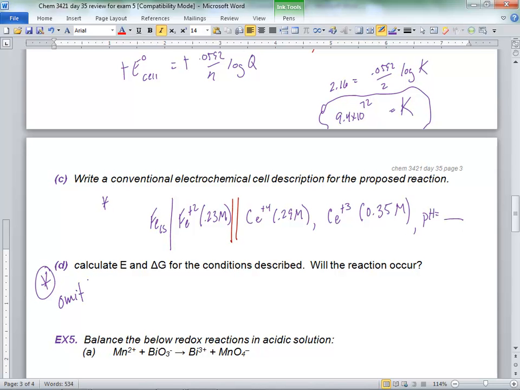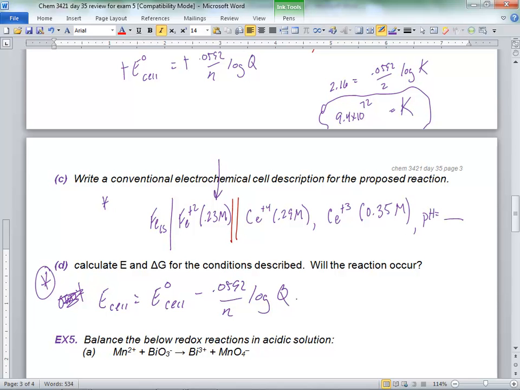We're already done. Oh no, we know the concentrations. We can do that, right? What is it called? Standard. Yeah, I was thinking E cell. So yeah, we can get E cell. That's right. It's not going to be E0 cell. The pH didn't matter. That's what's confusing me. The pH didn't even fit.